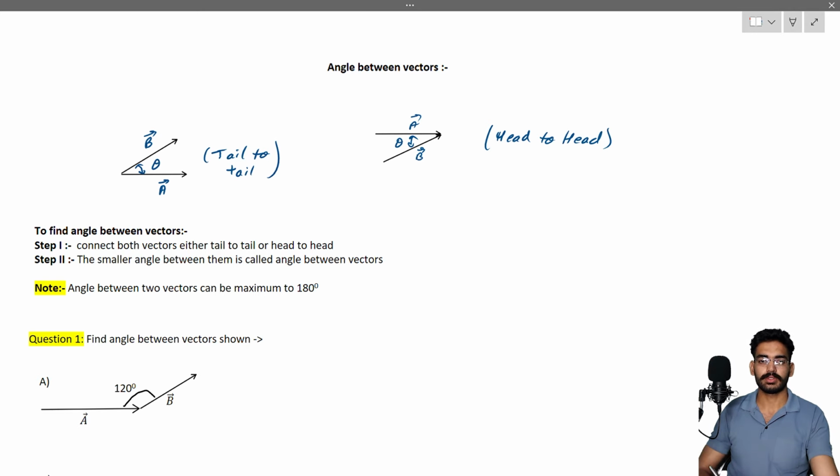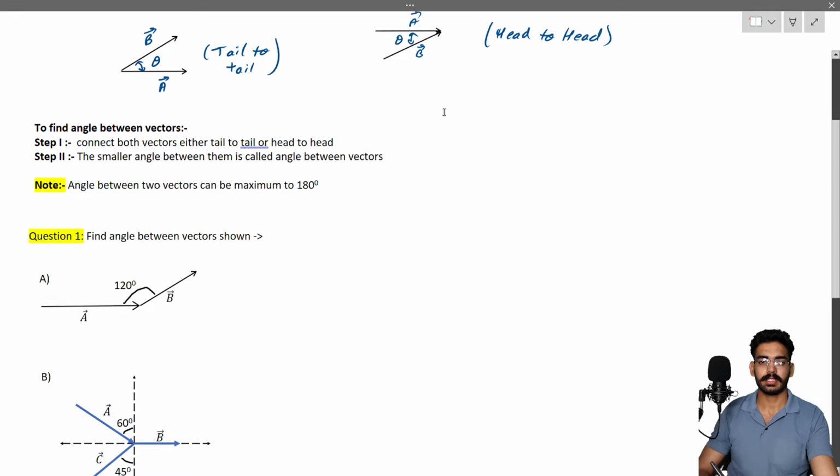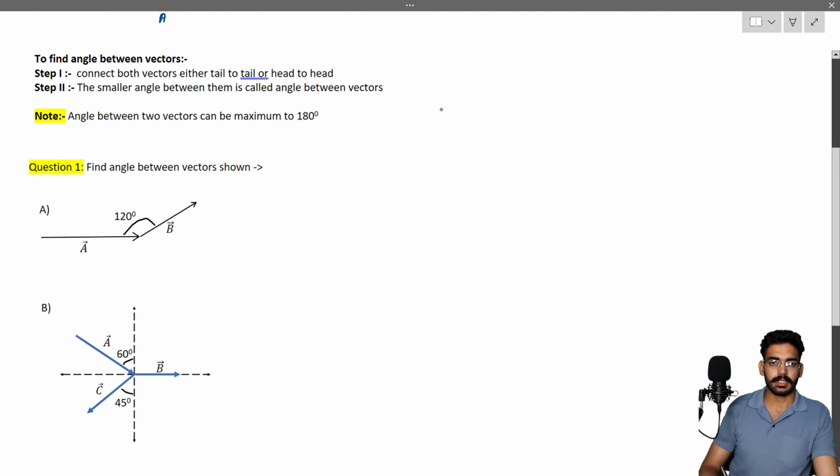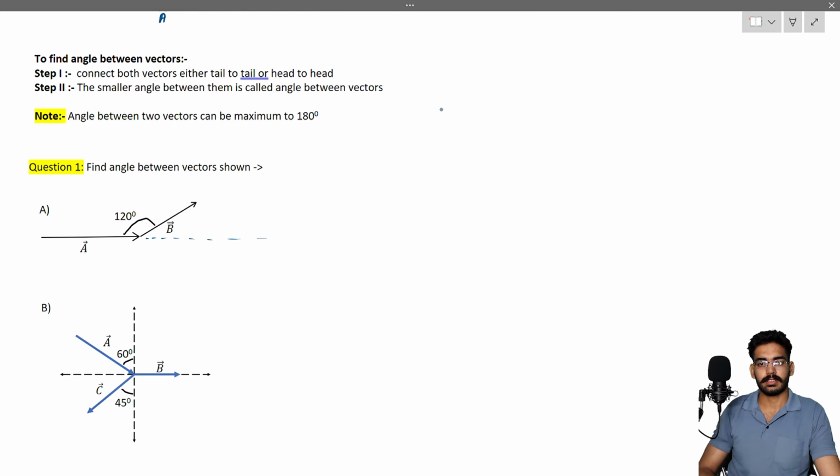Now let's do some questions on that. First question we have is A vector and B vector, and this angle is given 120 degree. Now you can answer this. You can pause the video and answer this, and let's solve this. I will just draw a dotted line, and now let me shift this A vector here, because these vectors are not connected head to head or tail to tail. So I will shift this A vector. Now if this is 120, this is 60 degree. So the 60 is basically the angle between A and B. So angle between A and B is 60 degree. That's how.